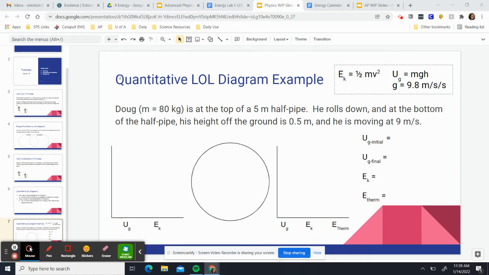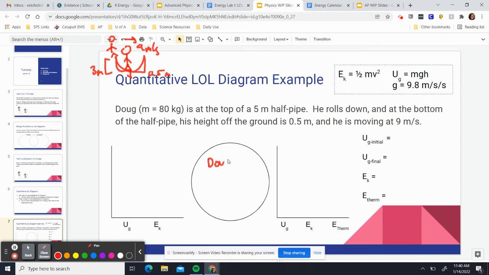Okay, so let's see, I need a pen. So just a little doodle. So here's our half pipe. And here's Doug at the beginning. And then here's Doug at our second snapshot. Okay, so it was 5 meters, but now it's going to be 0.5 meters, and then he's moving at 9 meters per second. Okay, so let's write our objects in the system.